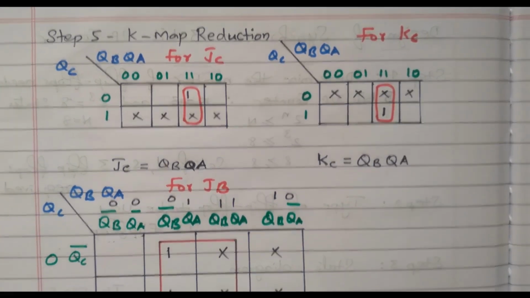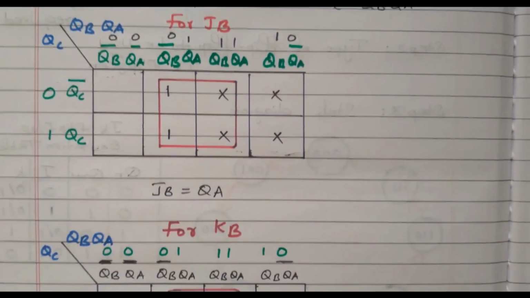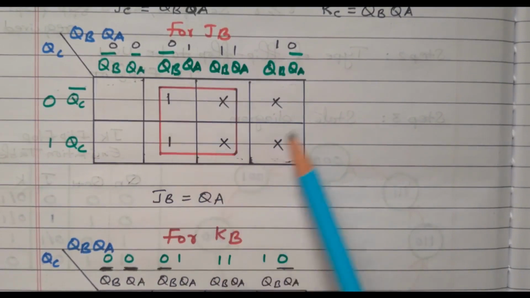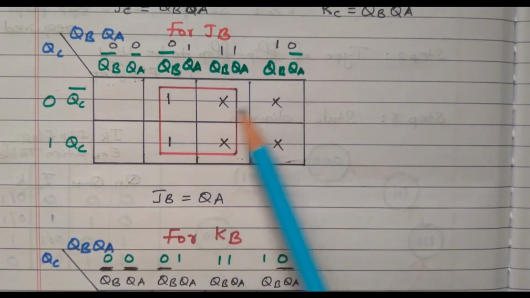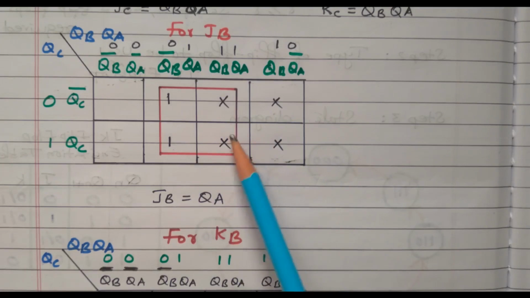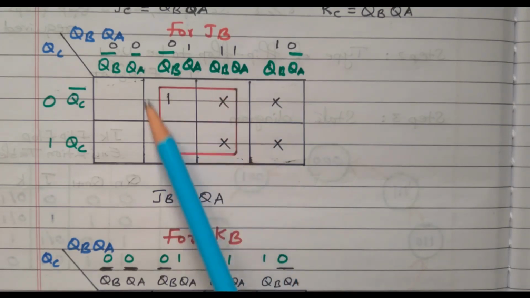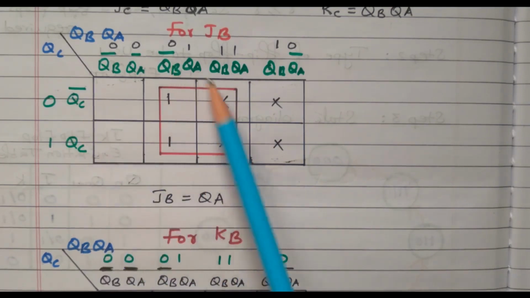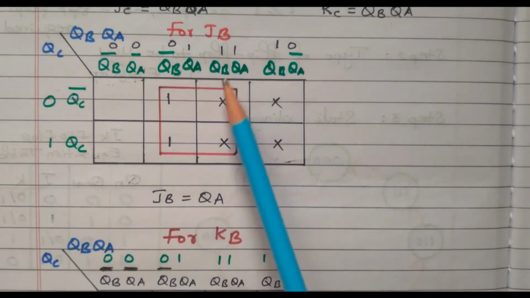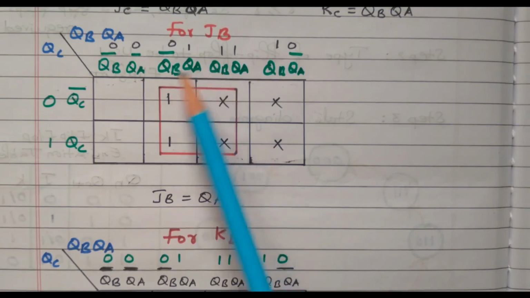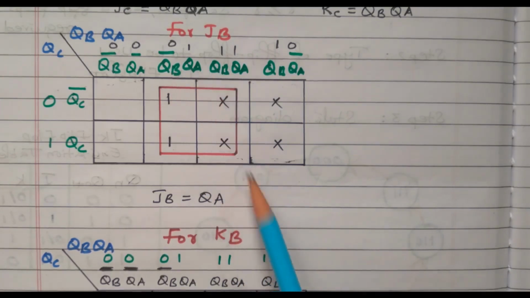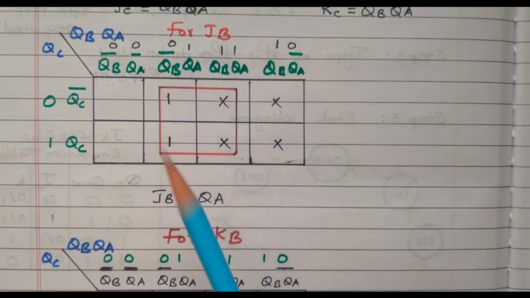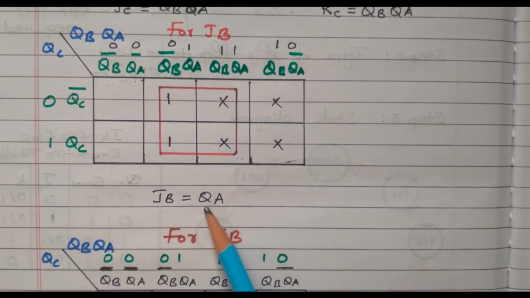Now we'll go to JB. For JB, from the tabular column these markings are given. These two are 1, these 4 are cross marks. So we can combine these 4. While combining these 4, what will happen? These two are cancelled. Only we need to verify the second column and third column. In that QB and QB bar both are cancelled. Only we have QA. QB and QB bar got cancelled. So the JB is nothing but QA.